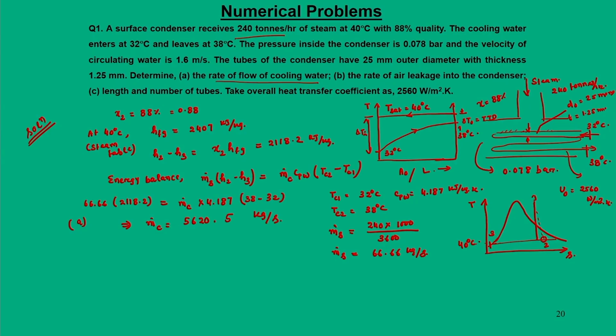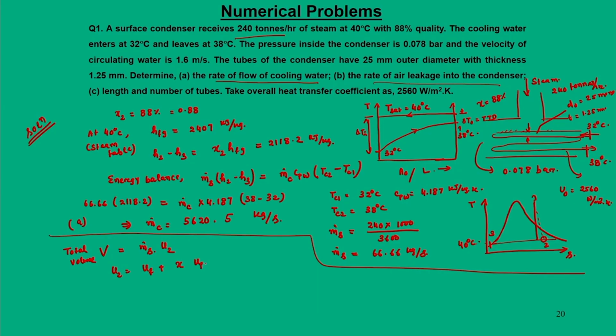Now, for the second part, the rate of air leakage into the condenser. If you take the total condenser volume as V, that total volume can be calculated as the mass of the steam into the specific volume of the steam. Here we require the specific volume of the steam, that is V2 is equal to Vf plus x times Vfg.